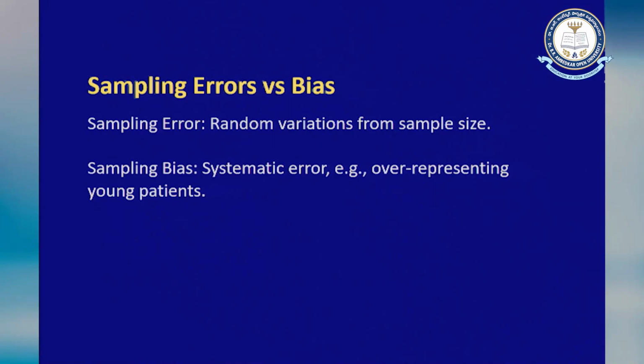One of them is of course the random variations. The error is nothing but the random variation from the sample size, whereas bias is nothing but systematic error occurring, for example, over-representing young patients. You're collecting data only from the young patients but not from the old patients. So that's the bias. So this is also another way to look at the stratified sampling.